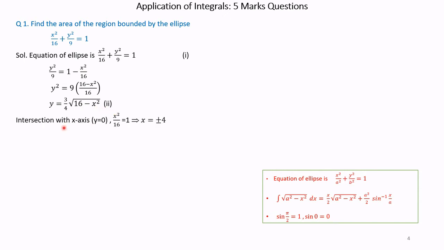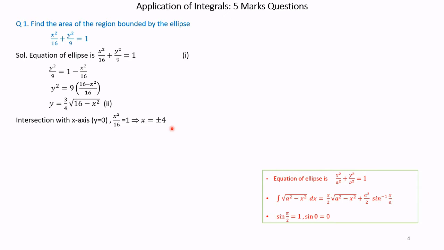Intersection with x-axis is found by putting y is equal to 0 in equation 1. In equation 1, put y is equal to 0. Therefore, it will be x square by 16 is equal to 1, or x square is equal to 16, or x is equal to square root of 16. That is, x is equal to plus or minus 4.